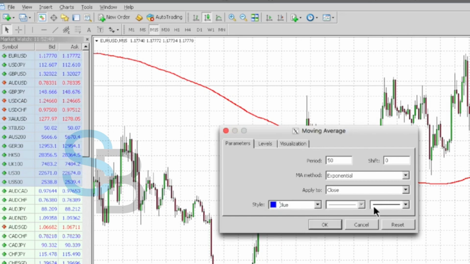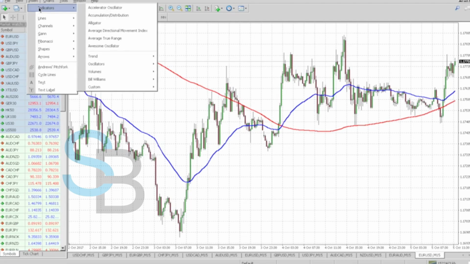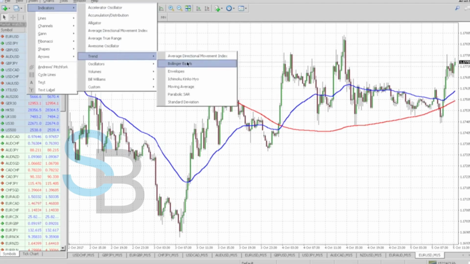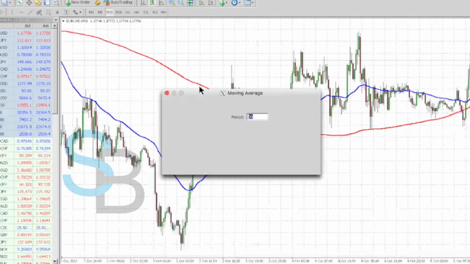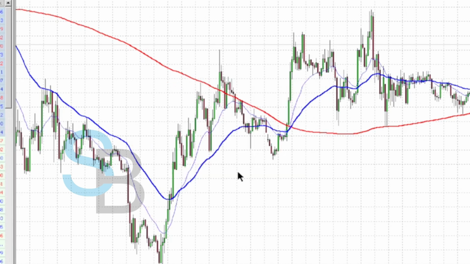And again, I'm going to choose a thick line. Okay, there we are. That's the 50 moving average. And for the purpose of my strategy, we're also going to put in the 6 and the 18 moving average. So let's just do it right now. We're going to go to Insert, Indicator, Trend, Moving Average again. And this time we put 18. Now for the 18 moving average, we're going to keep it blue, but we're going to make it a thin line, so we can differentiate the 50 from the 18. Right, so the 18 is the thin line, the 50 is the blue line.